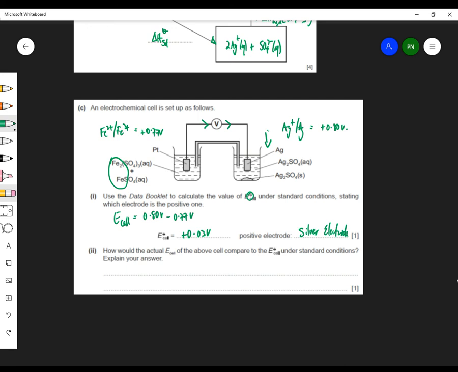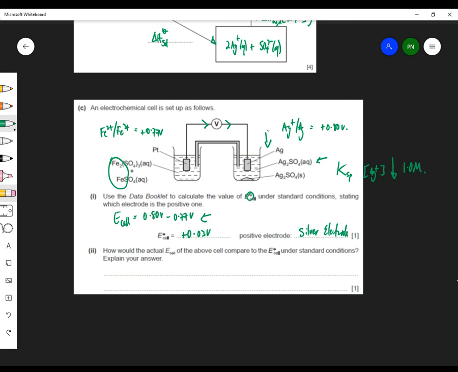How would the actual E cell compare to the E cell under standard conditions? Okay, so this is standard, but as you know, silver sulfate has a very small solubility product. So the concentration of silver ions is well below one molar. Okay, so what happens there?